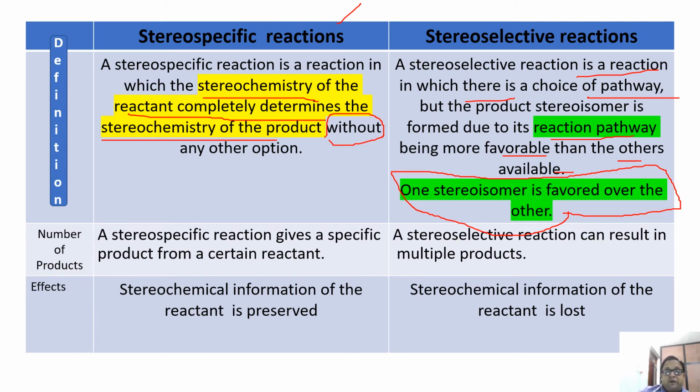A stereospecific reaction gives a specific product from a certain reactant. A stereoselective reaction results in multiple products. In a stereospecific reaction, the stereochemical information of the reactant is preserved, but in a stereoselective reaction, the stereochemical information of the reactant is lost, that is, it is not preserved.